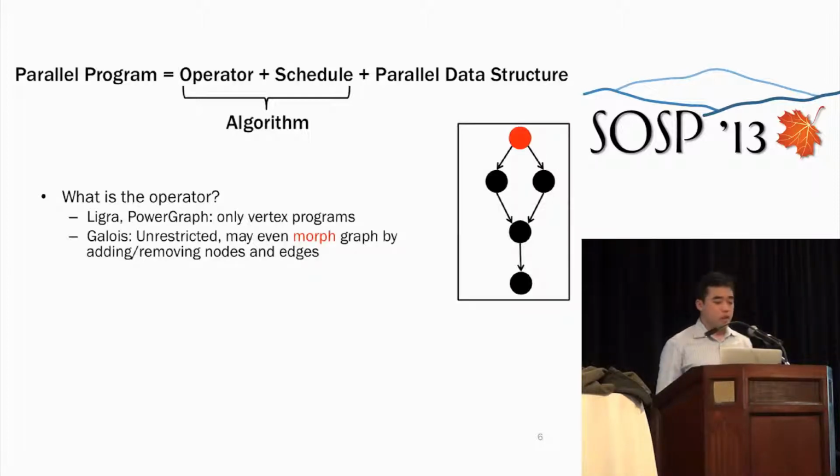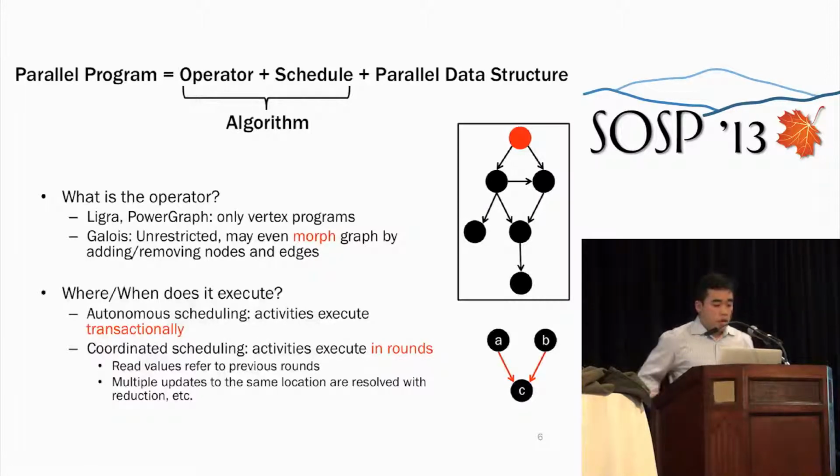In contrast, the Galois system provides the capability to have unrestricted operators, so your neighborhood could potentially be the entire graph, and you're allowed to morph the graph, potentially by adding nodes and edges or removing nodes and edges. Another question one can ask is where or when does an activity or operator execute, or where is it scheduled, or how is it scheduled?